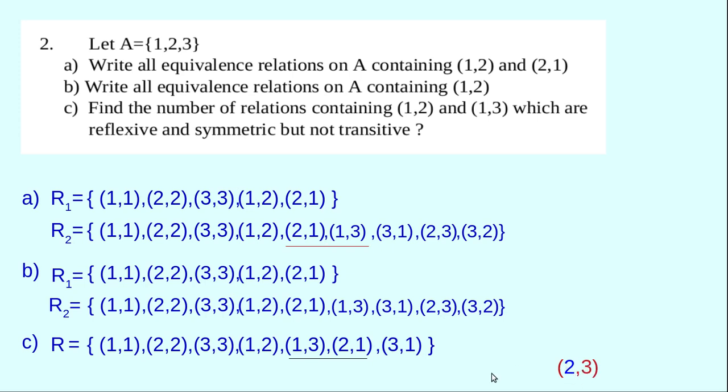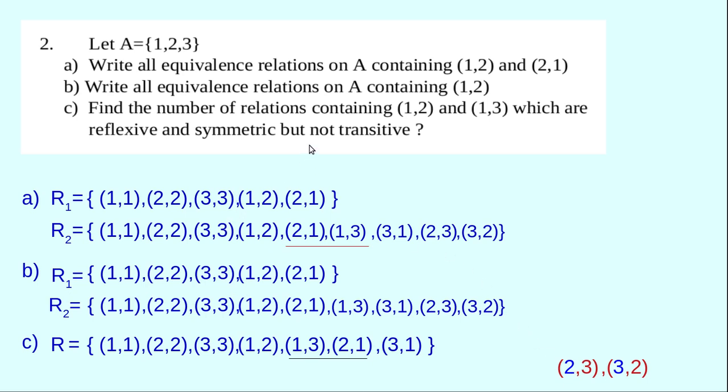If I add 2 3 to this relation for searching for another relation, what do we get? When we add 2 3 in the relation, to make it symmetric, I must add what? 3 2 also. Okay, now how many elements are there? 1 2 3 4 5 6 7 8 9. What is this? A cross A. A cross A is the universal relation. We know that it is equivalence, therefore we can't add.